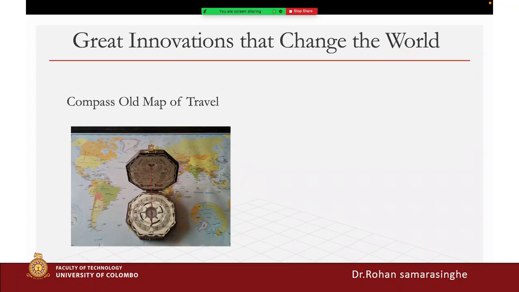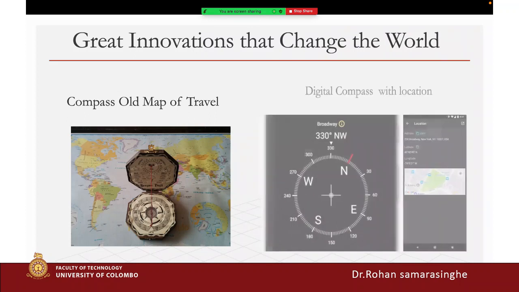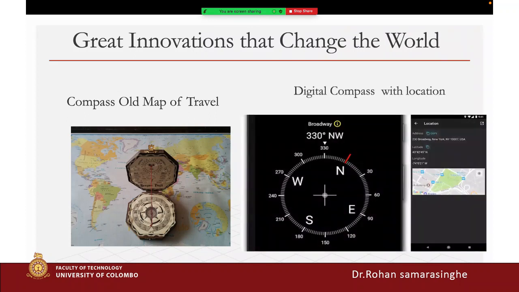Compass, all map to travel. Actually, this is very, very important for the sailors to travel. But we can find the similar thing using the digital compass and the GPS location system. So this is very, very important. Nowadays, you can find the same thing in a different way. Even in your mobile phone, you can find the digital compass.